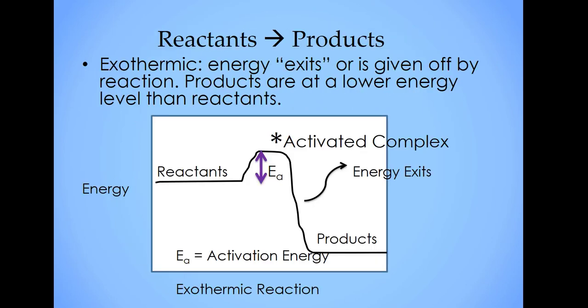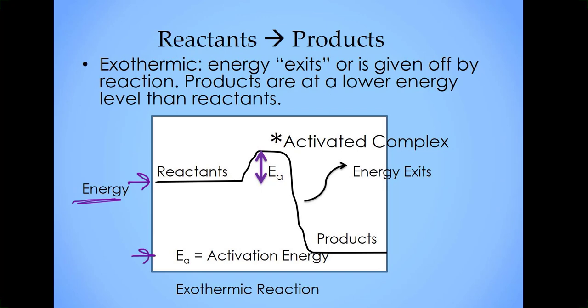Reactants yield products. Here is a specific type of reaction called an exothermic reaction. In an exothermic reaction, energy exits or is given off by the reaction. The products are at a lower energy level than the reactants. So I can look at the amount of energy and I can see that my reactants are at a certain level and my products are a lot lower.